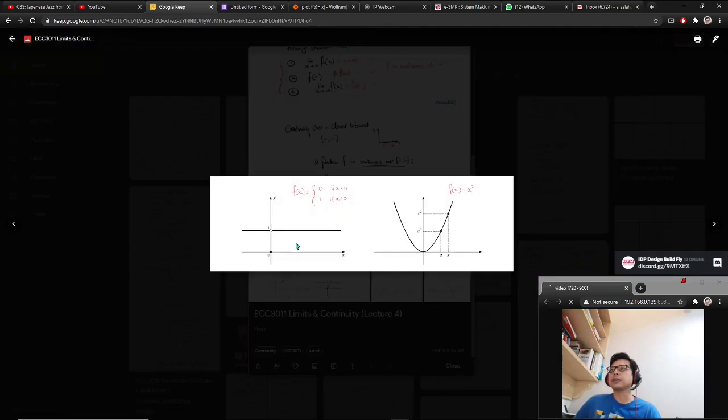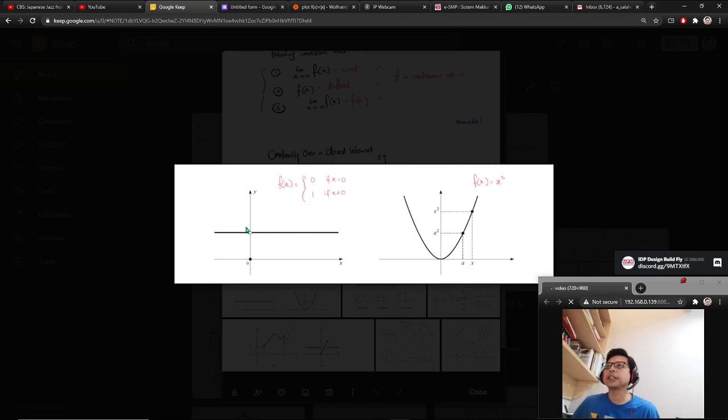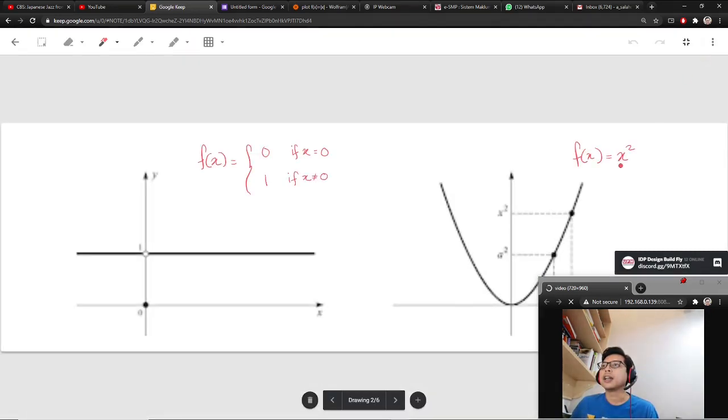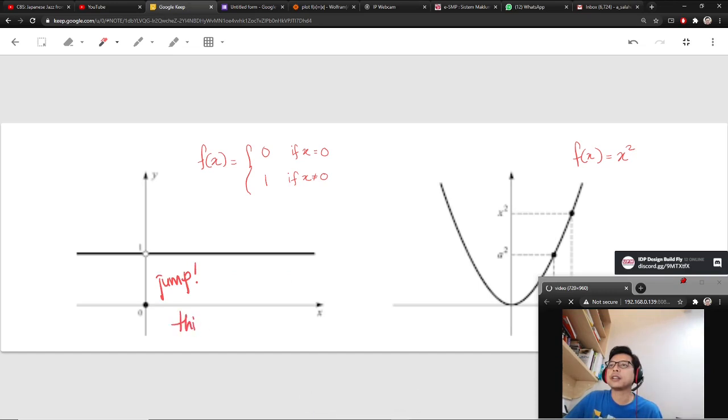Wait. Let me see if I can do this like here. Okay, now there are two functions. If you look at the left hand side, it's a straight function. The function equals 1 whenever x is not equal to 0. If x is not equal to 0, then it equals 1 always. And if x equals 0, then f(x) equals 0. So in this case there is a jump. So that means this function is not continuous in this interval. Okay, so between this here, we know it's not continuous here. This is the point of discontinuity.